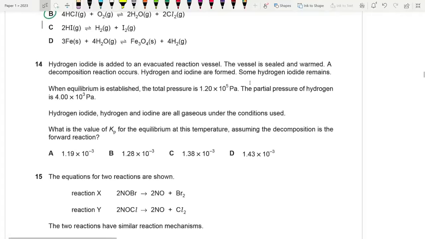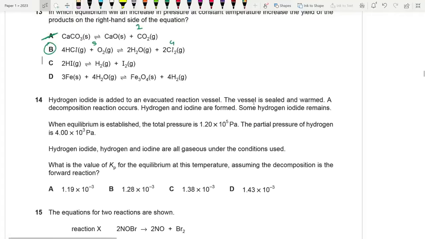Number 14. Hydrogen iodide is added to an evacuated reaction vessel. The vessel is sealed and warmed. A decomposition reaction occurs. Hydrogen and iodine are formed. Some hydrogen iodide remains. Okay. When equilibrium is established, the total pressure is 1.2 times 10 to the power 5 pascals. The partial pressure of hydrogen is 4 into 10 power 3 pascals. Hydrogen iodide, hydrogen, and iodine are all gaseous under the conditions used. What is the value of Kp for the equilibrium at this temperature, assuming the decomposition is the forward reaction?